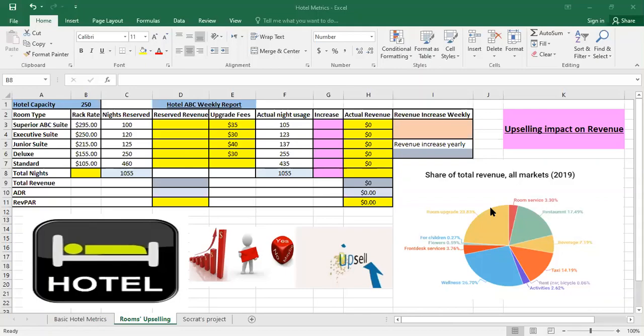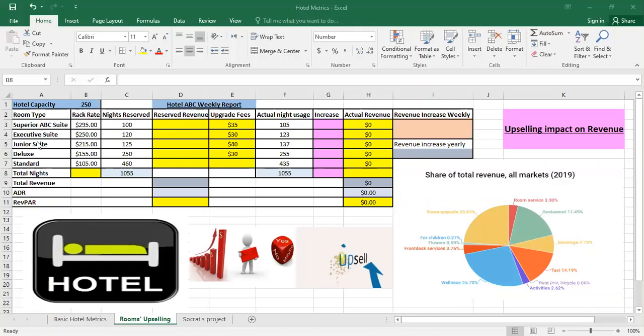As you can see from this graph, the upgrade is very important, especially since not all hotels have a spa. However, all hotels have rooms. So this is why it's important to focus on room upgrade. And we will see in this example about Hotel ABC how room upsell can increase our revenue and how we can measure it.